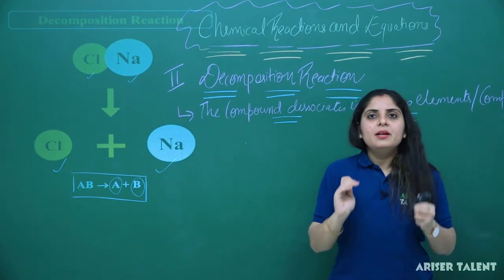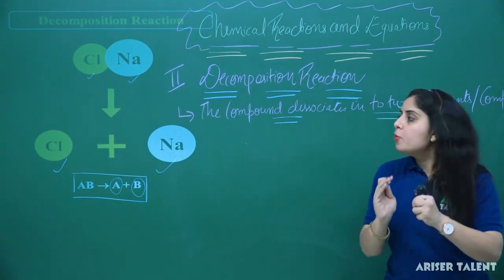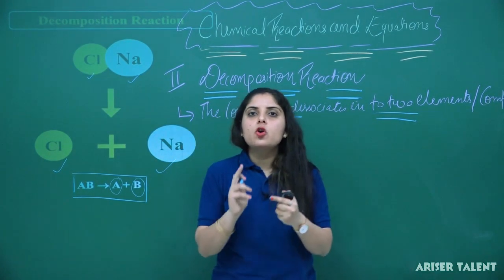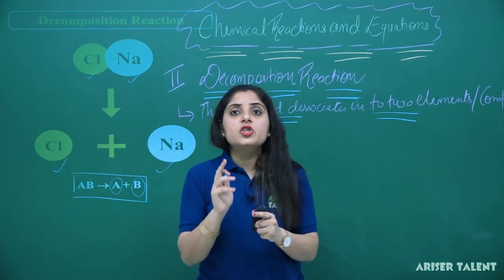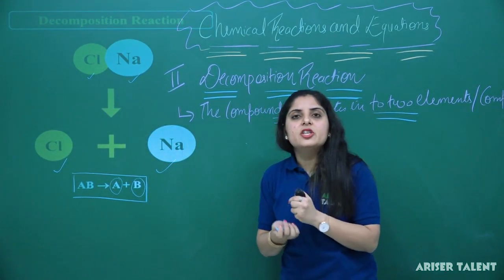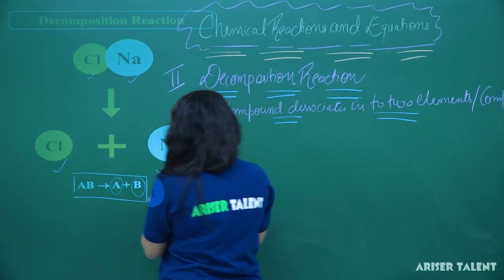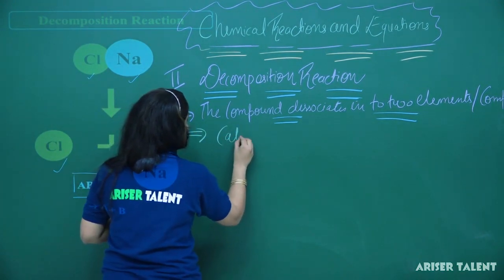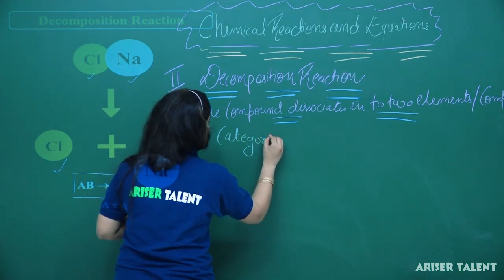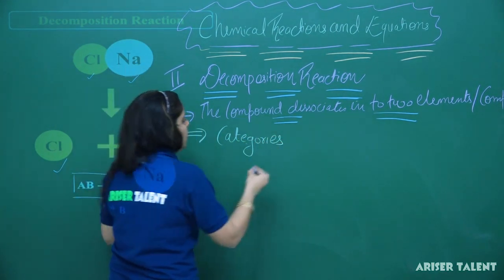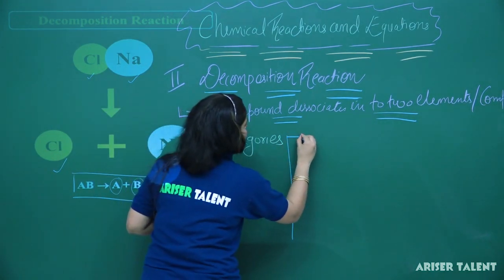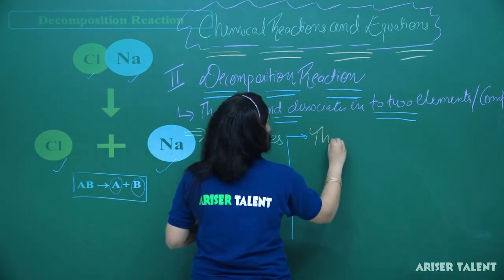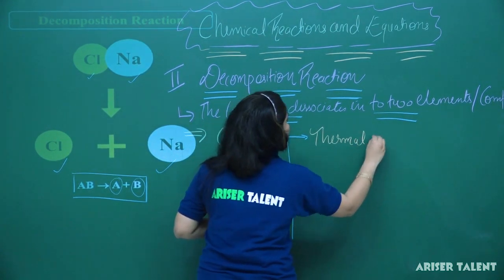But we have discussed the category. In decomposition reaction there are three applications: it can be done by the application of heat, it can be done by the application of current, or it can be done with the application of light. So we have three categories in the decomposition reaction. Our first category of the decomposition reaction is thermal decomposition.